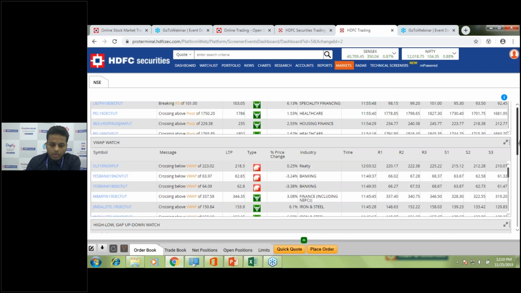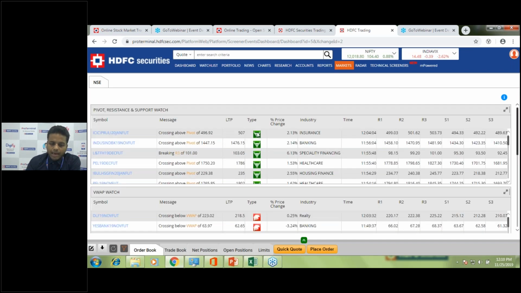Also, on the right hand side of the LTP is a type, whether it's a bullish type or a bearish type, which kind of signal it is. A stock just crossing R3 is obviously a bullish signal, because it has not touched and just come down from R3. It had touched and crossed over the R3 level. So it's in a bullish trend.